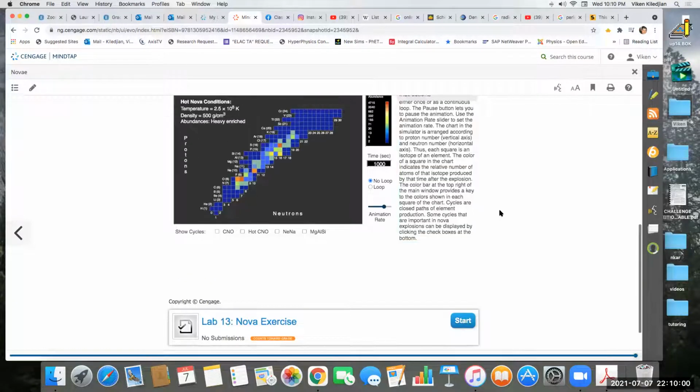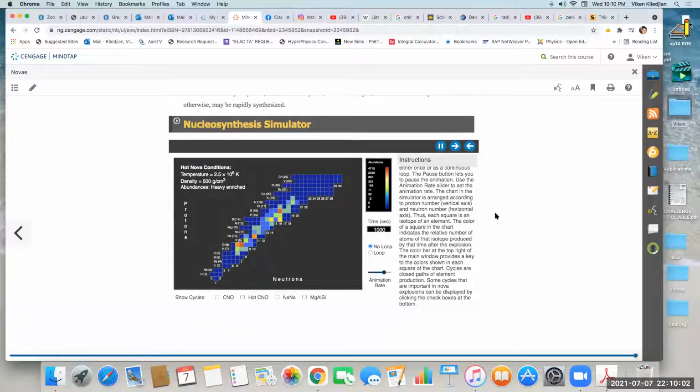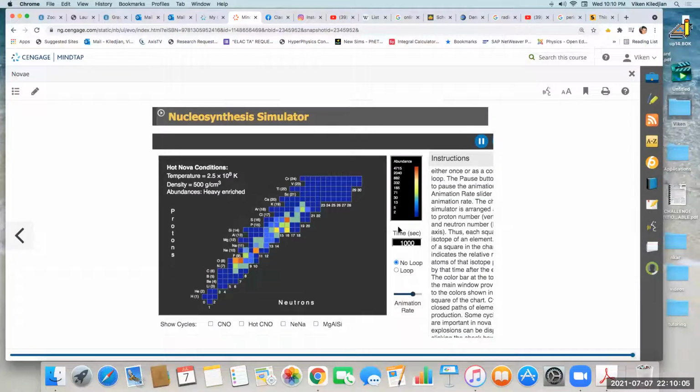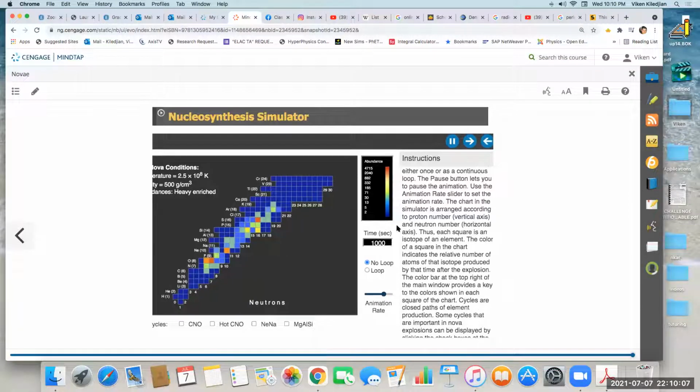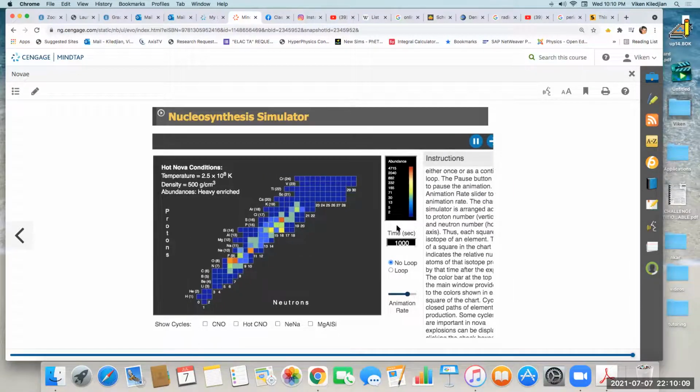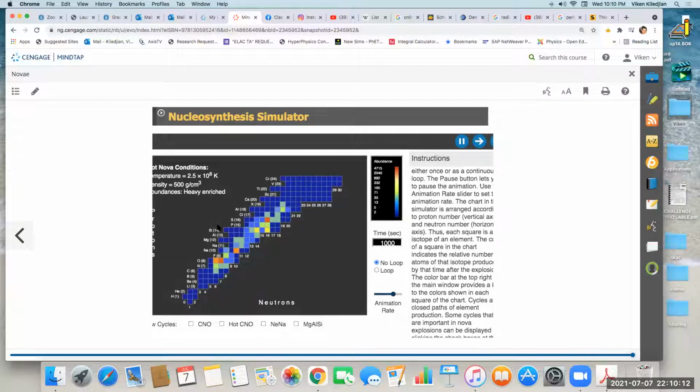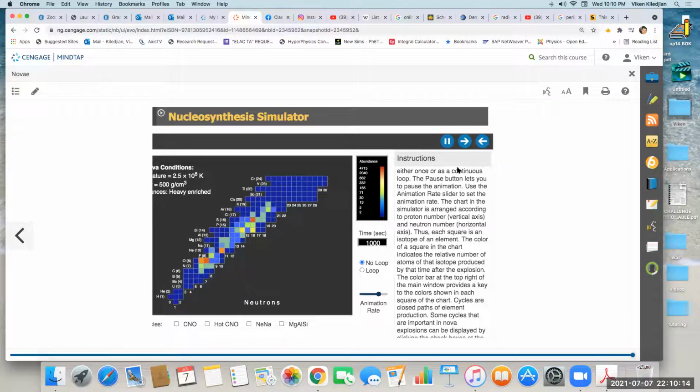Okay, so let's see what happens. Let me just see if I zoom in a bit. See, that's what I don't like about the zooming, you lose this side. Okay, so then let's see here. Let's go animation rate. So go forward. No, let's start from the beginning. Pause. No.